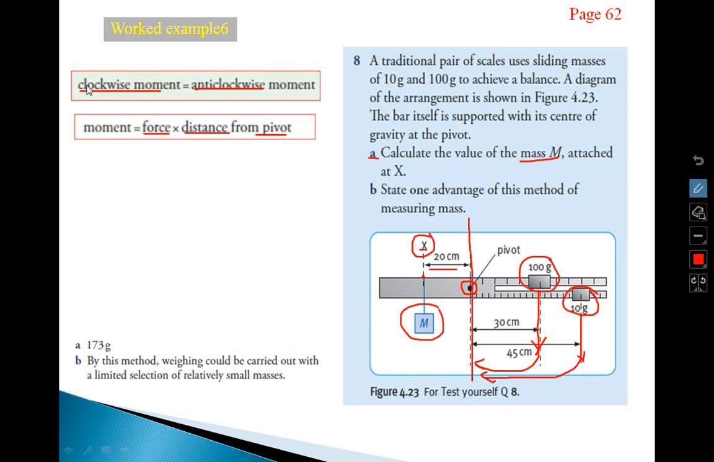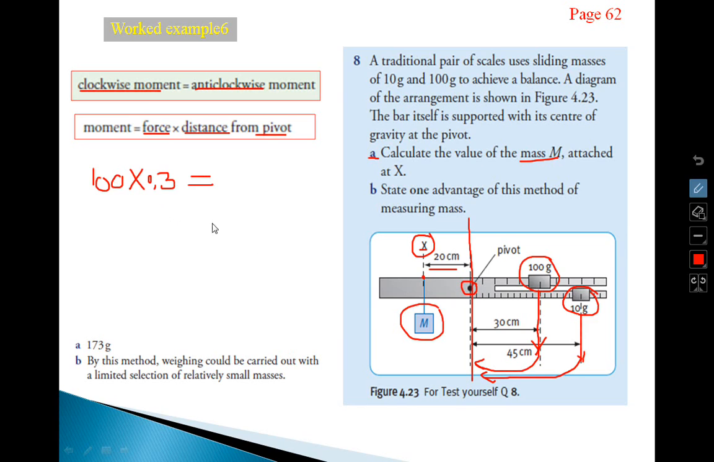So if we apply this, moment is force times distance, and the summation of those moments. We have 100, this first force, times the distance, which is 30 centimeter, which is, for example, 0.3 meter. Is equal to what?